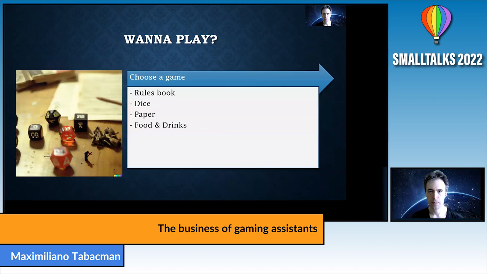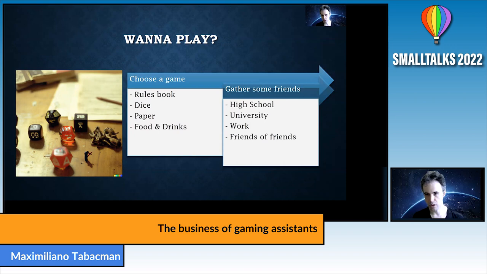So what's it about? The gaming assistant business is for role-playing games. So you have to choose a game you want to play, which has a rules book, some dice that apply to follow the rules, some paper, pencil, food, drinks, and you're ready to go. But of course, you need to gather some friends.